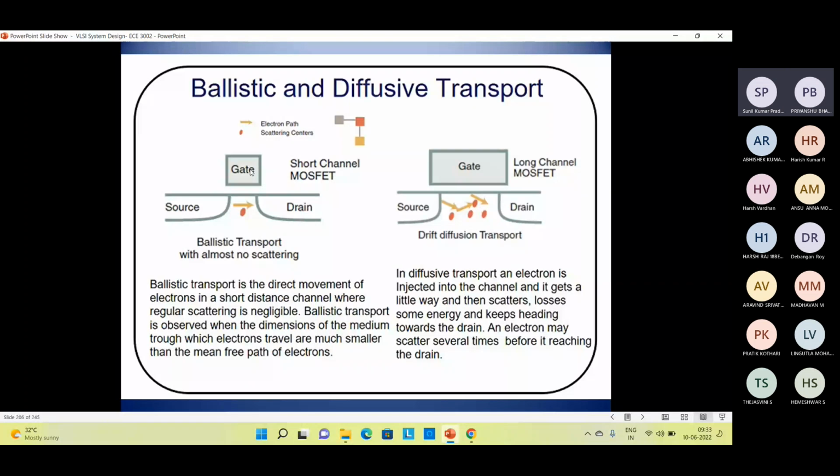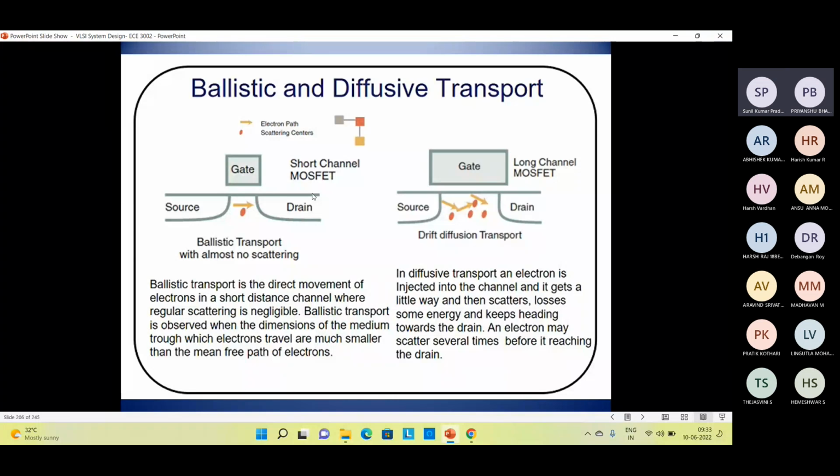So you can think that if the channel length, that is the distance between source and drain, is let's say around 2 or 3 nanometers, that means the channel length is very much smaller than the mean free path of electron. The channel length is very, very small. So there will be hardly any scattering center, and if there is no scattering center, we have a ballistic transport.